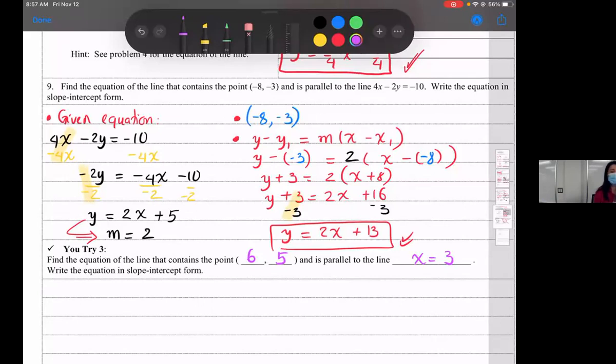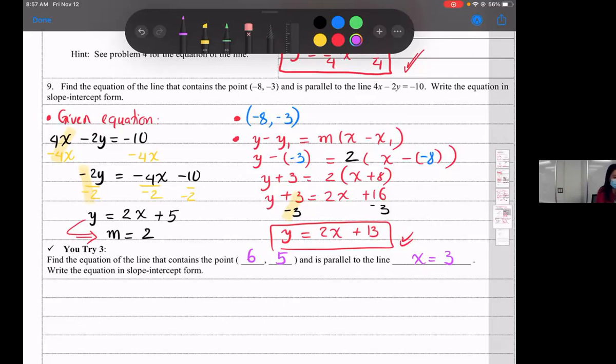Let me ask you something. What is the slope of the line x equals 3? What is the slope equal? Undefined, no slope, right? Think about it. You cannot walk on the wall here. You cannot walk on the vertical wall.